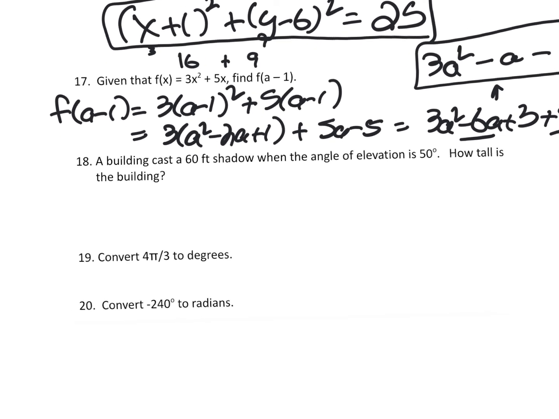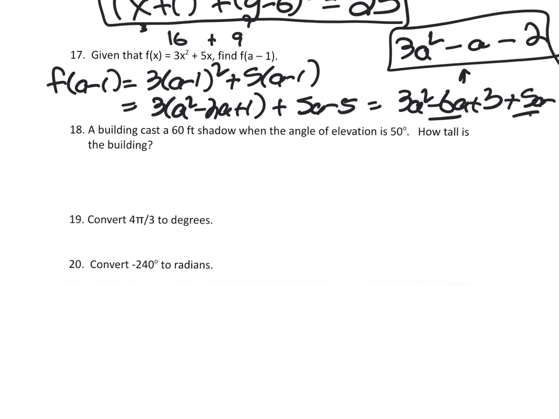3 more. We're getting there, I promise. 18. A building has a shadow of 60 feet. Here's my building right here. The question is, when the angle of elevation is 50, how tall is the building? That's the building. The shadow is down there. You should know that by now. Shadow is on the ground. It's 60. Angle of elevation is 50.